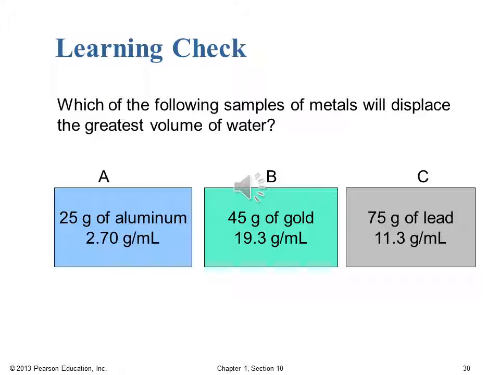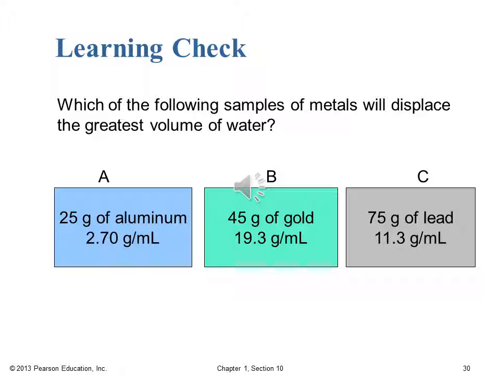Alright, so before we leave chapter 1, we've got one last learning check to see how you do with all these concepts, in particular density, now that this is our final topic for the chapter. Which of the following samples of metals will displace the greatest volume of water? A, 25 grams of aluminum, which has a density of 2.70 grams per milliliter. B, 45 grams of gold, which has a density of 19.3 grams per milliliter. Or C, 75 grams of lead at a density of 11.3 grams per milliliter.